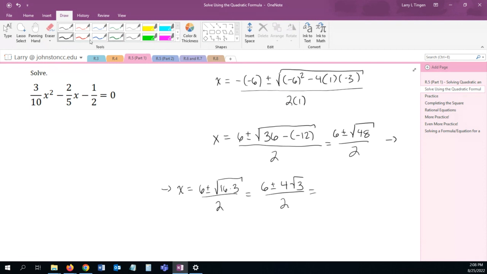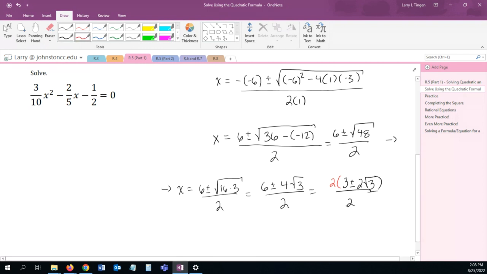And then all 3 terms that are left have a 2 in them, right? That 6 is divisible by 2, this 4 is divisible by 2, and this 2 is obviously divisible by 2. So I'm going to factor out the 2 in the numerator. That's going to leave me 3 plus or minus 2 root 3 divided by 2.